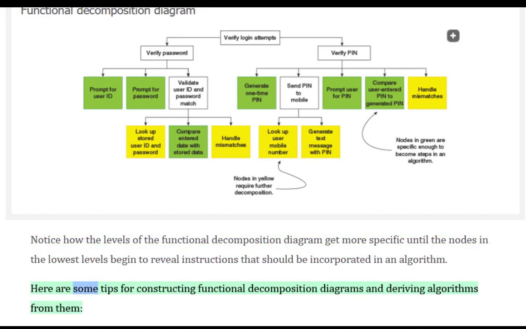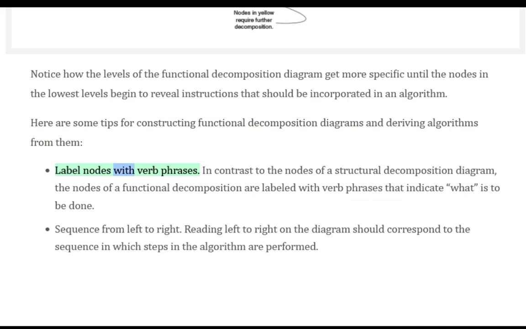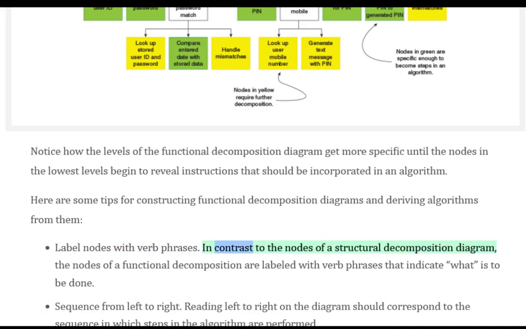Here are some tips for constructing functional decomposition diagrams and deriving algorithms from them. Label nodes with verb phrases. In contrast to the nodes of a structural decomposition diagram, the nodes of a functional decomposition are labeled with verb phrases that indicate what is to be done. Sequence from left to right. Reading left to right on the diagram should correspond to the sequence in which steps in the algorithm are performed.